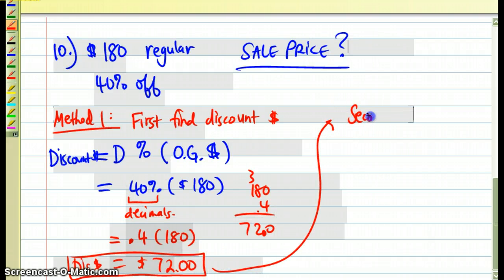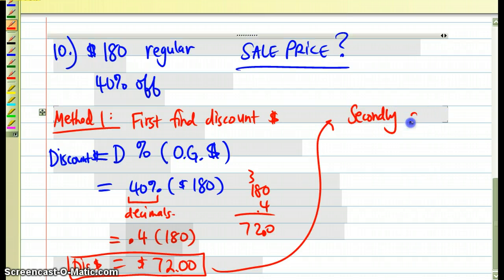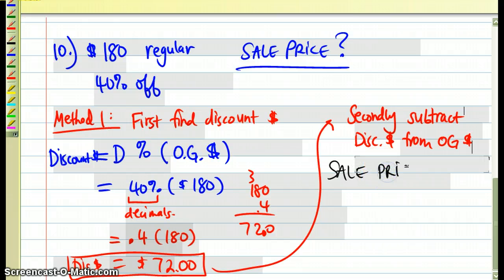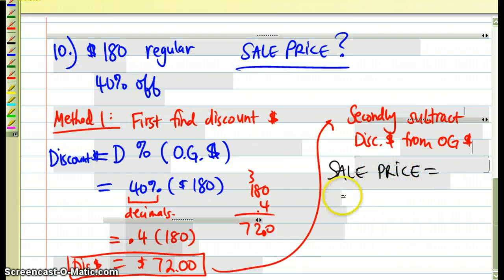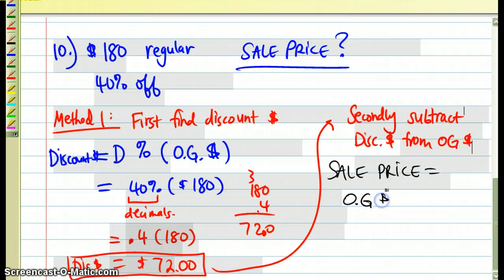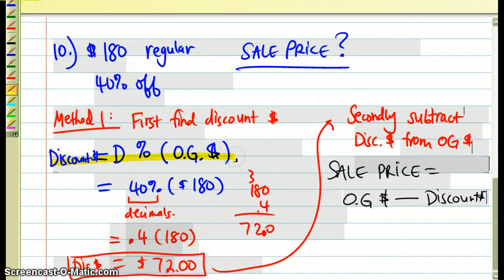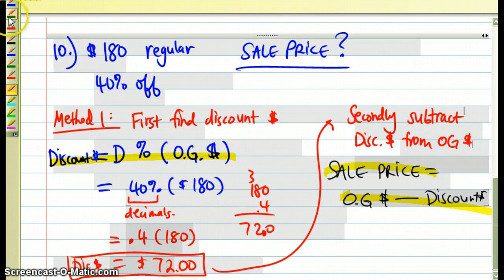Okay, then secondly, we're going to subtract the discount price from the original price. Okay, so now I can find the sale price by taking the original price minus the discount price. Okay, so there's 2 parts to this method. There's using this equation and then using the second equation.